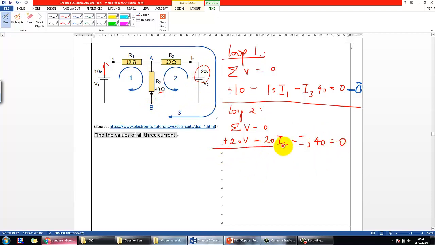Very simple. Now I will use the first law again, looking at junction A. You can see I1 is going this way, I2 is going this way, and then they merge as I3. So I1 plus I2 equals I3. Now we have equation 1, equation 2, and equation 3.